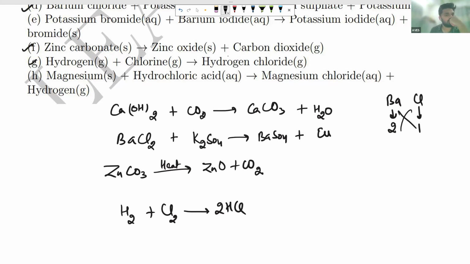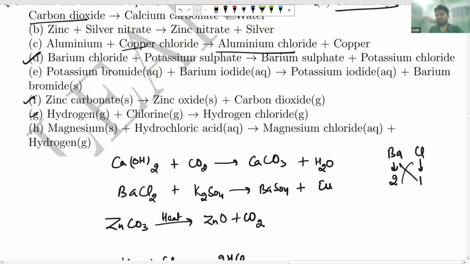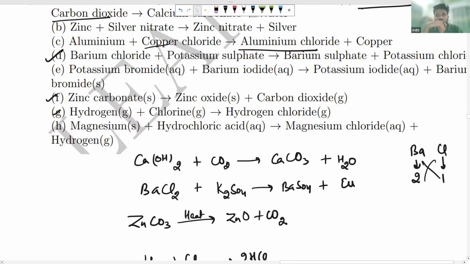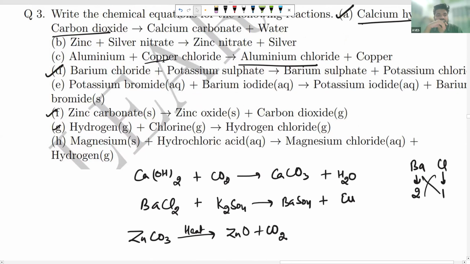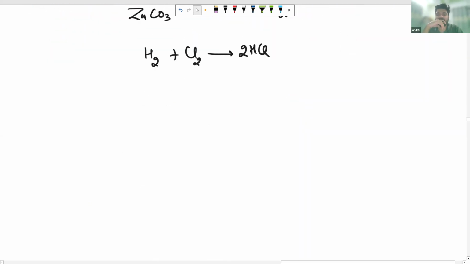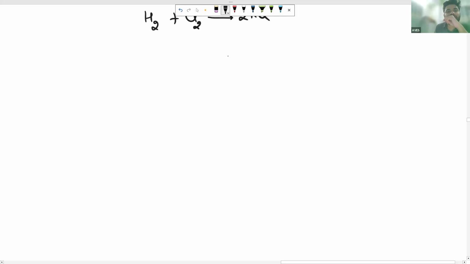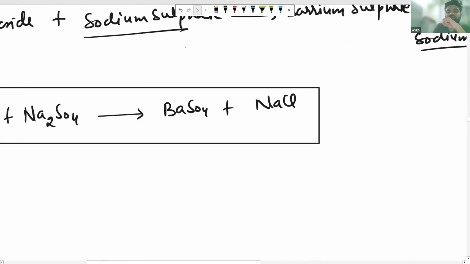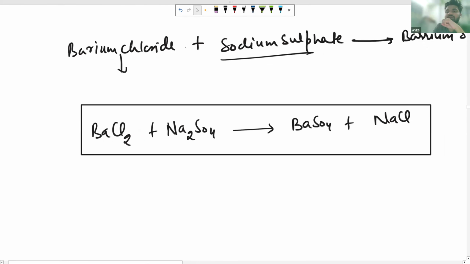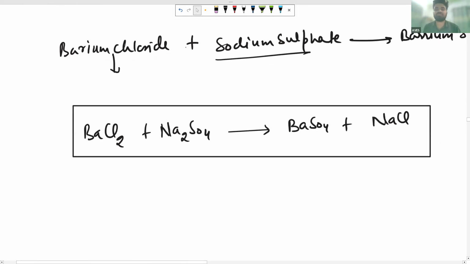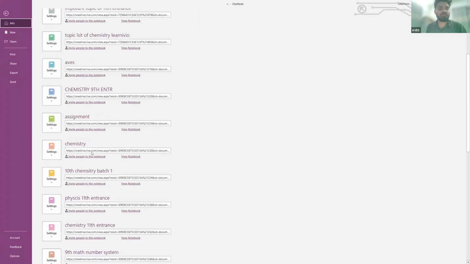Yes, sir. Understood. Now moving to the next part. We did this one. Let's move further. Now we are moving towards the exothermic and endothermic reactions. We will learn the balancing on some other day if you are having doubt in this one. Let's study the new topic. We have a lot of time. So let's study the exothermic and endothermic reactions.